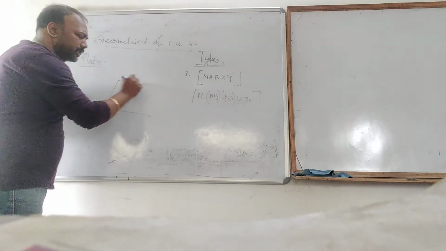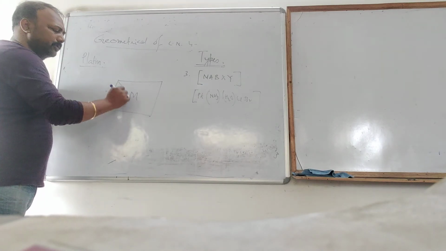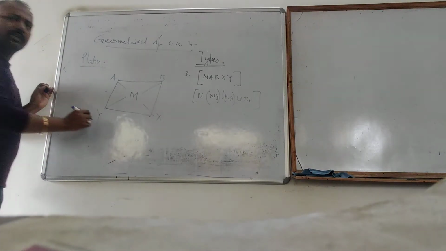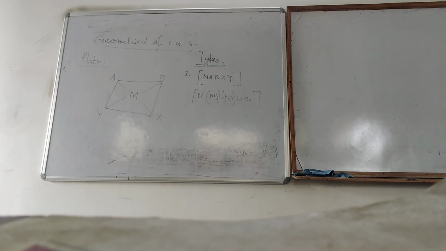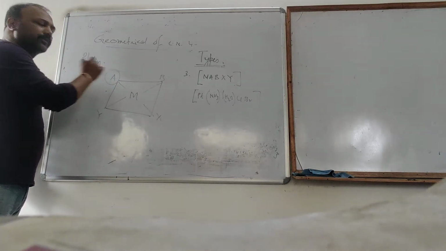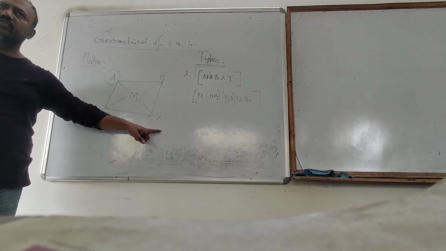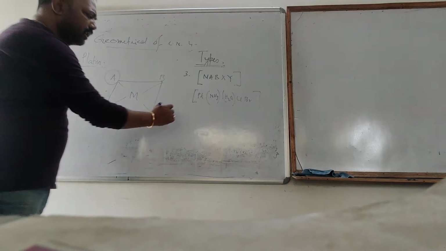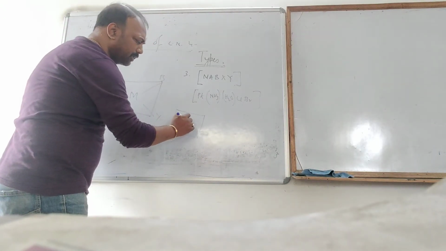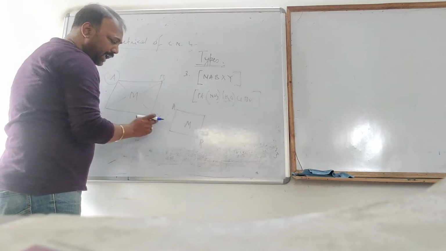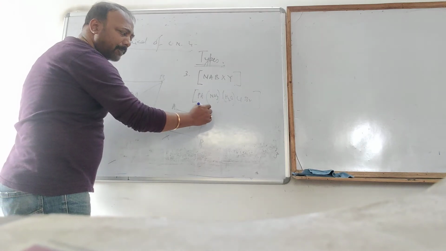How will it show 3 geometrical isomers? Just see it over here. M, with 4 ligands, I am writing A, B, X, Y. Keep any one of the ligands' position fixed. Suppose I am keeping A fixed. So this is one structure. In this structure, A is trans with X. Then I will keep the position of A fixed and rotate the others. B comes from here to here, X comes from here to here, and Y comes here.